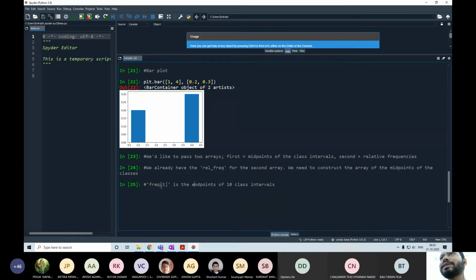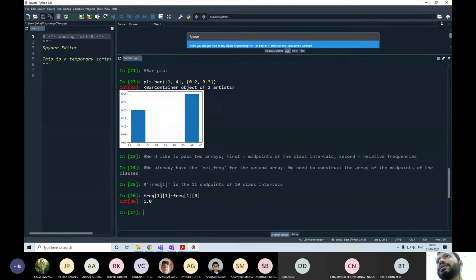Actually, let me be more precise, is the 11 endpoints of 10 class intervals, right? From there, how do you calculate? So how do you figure out the midpoints? Okay, so let's look at the class size, right? So class size is going to be, if I look at this frequency 1, frequency 1's second element minus frequency 1's 0th element.